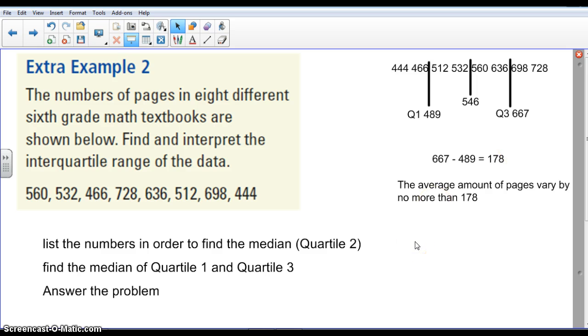So what does that tell you? The average amount of pages within that 50% of the data, the average amount of pages vary by no more than 178. So the average number of pages vary no more than 178. That's what you've done by figuring this out. You've been able to discover that. All right, I'm going to pause here, and you can watch part 2.